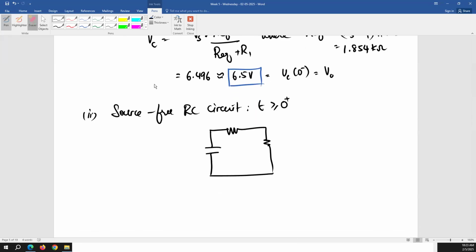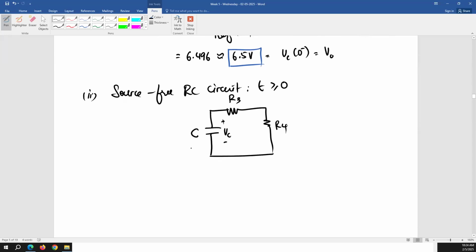Greater or equal to 0 is fine. Don't have to put 0 positive. 0 is okay. C, R3, and R4. And this is the capacitor voltage.